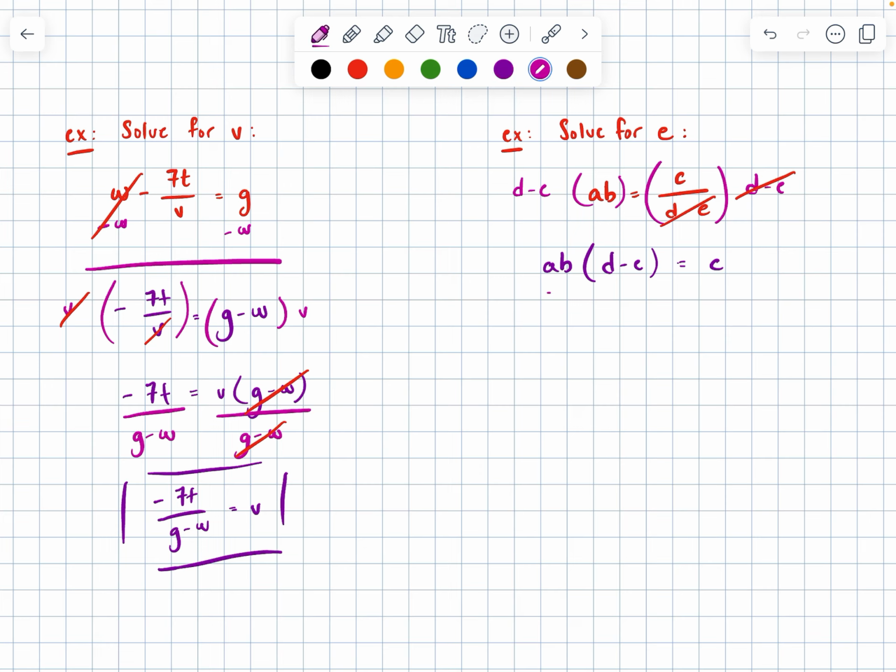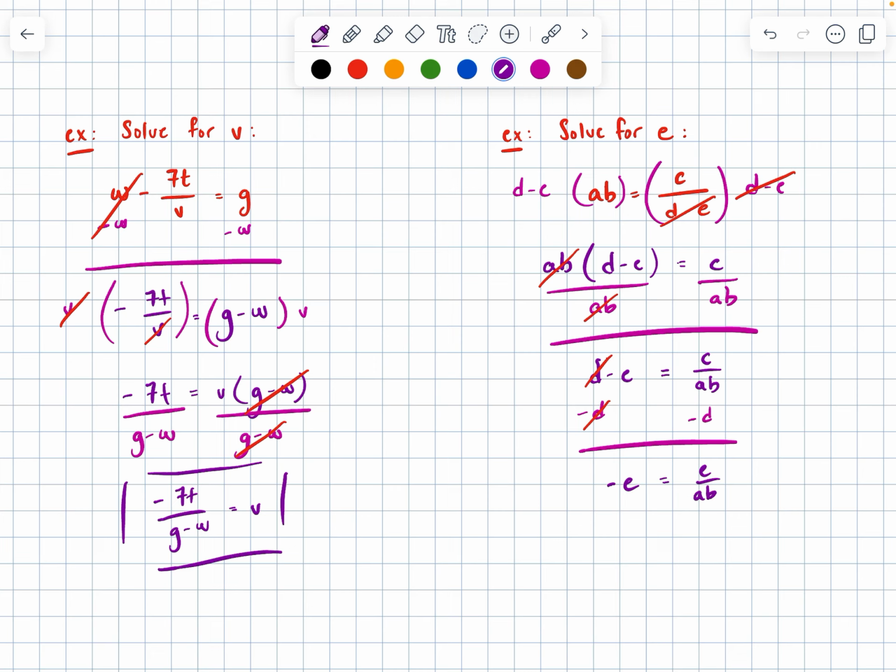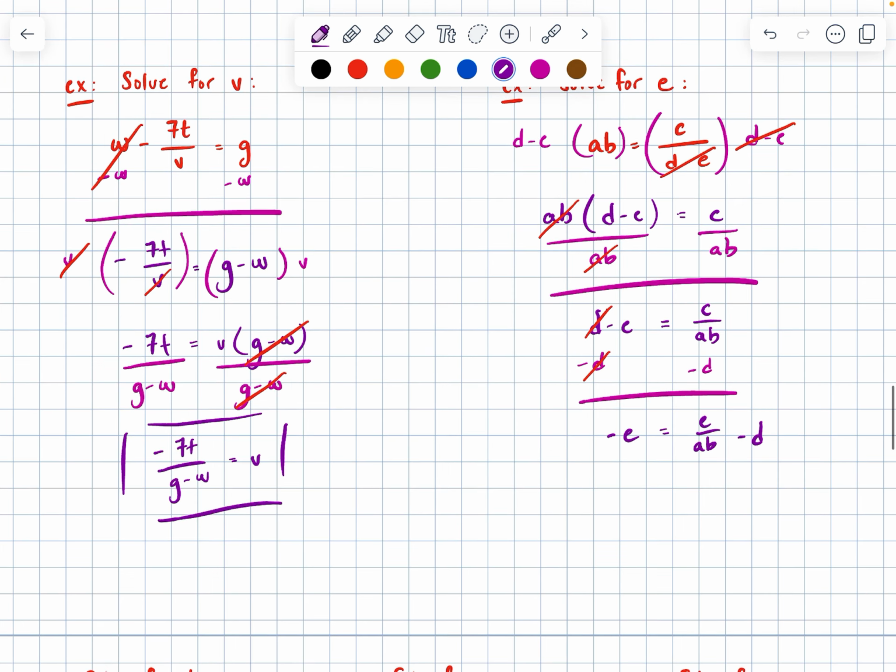Now I want to get e by itself. Well, let's get rid of that ab first. Again, I could think about getting rid of that d here, but in this case, I've got some parentheses in the way. So I've got d minus e equals c over ab. Last thing standing between me and my variable by itself. Well, I need to subtract d from both sides. In this case, I'm left with negative e equals c over ab minus d.